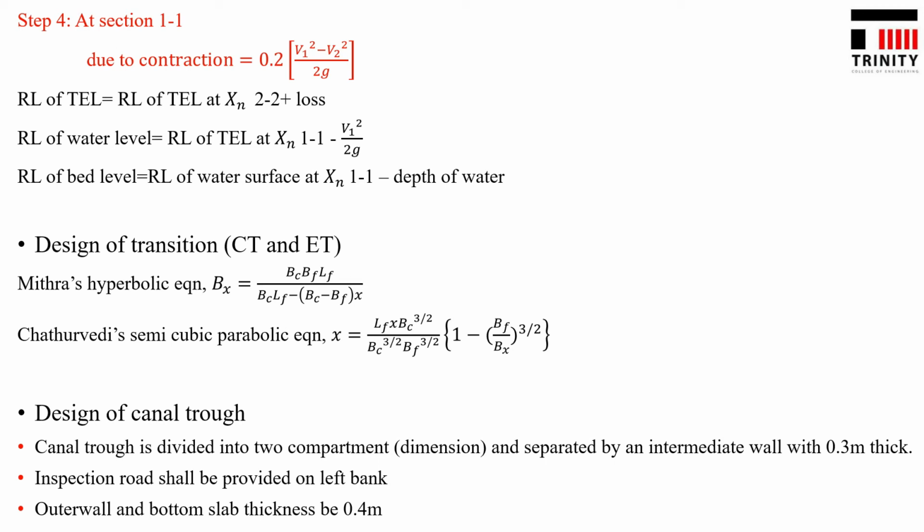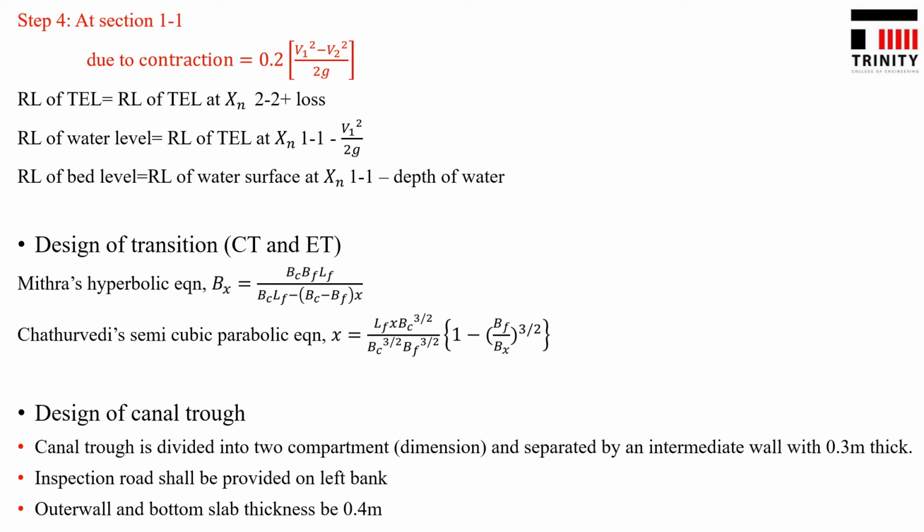Similar to the case of section 3.3 and 2.2, here also we have to find out from the top level to the bottom. That is, the total energy level at section 1.1 will be calculated first, and then the water level, and then the bed level. Similar to section 3.3 and 2.2, the equation is the same. That is, the reduced level of TEL at section 1.1 will be equal to the reduced level of TEL at section 2.2 plus loss.